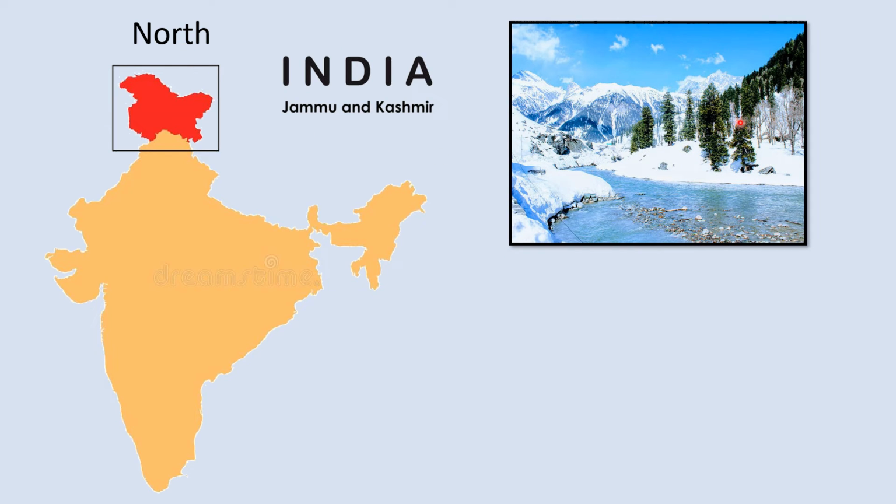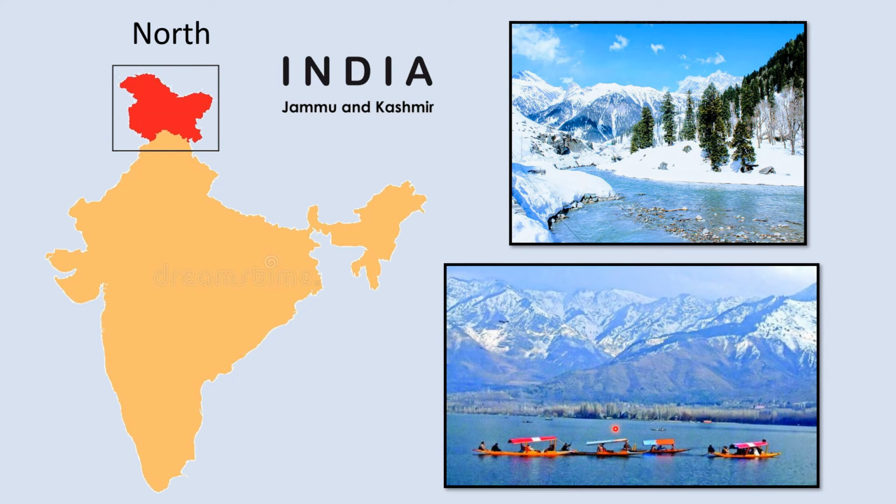In winter, Jammu and Kashmir looks like this because of the snow. When it is the summer months, the snow melts and the water, which is ice otherwise, becomes a river or a lake, and it is full of water. So this is in the summer when the snow melts.